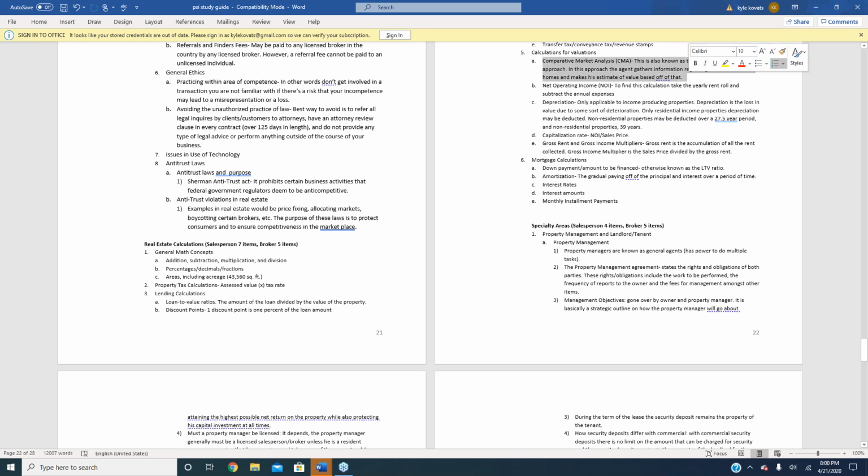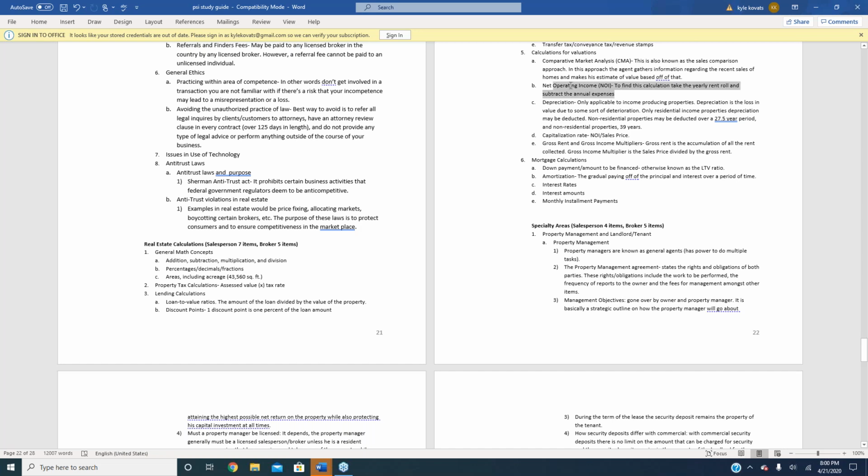CMA, comparative market analysis. This is one of the few things that agents may offer for free. Agents can offer a free CMA, a free comparative market analysis, which they can also call a market study, market analysis, free estimate of value, things like that. So again, the CMA, simply put, is the estimate of value.